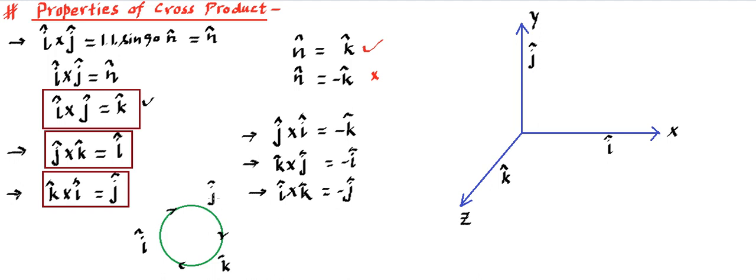If we do the cross of j with k, then the answer will be I, j cross k is I. If we do the cross of k with I, then the answer will be j, k cross I is j. So this is in cyclic order.